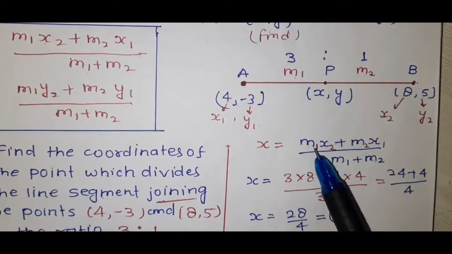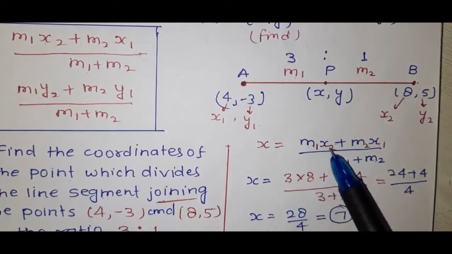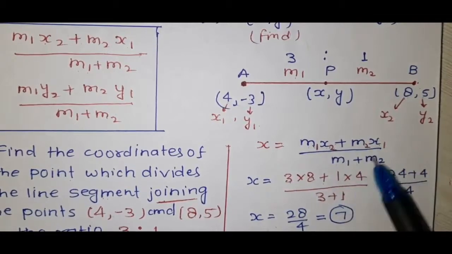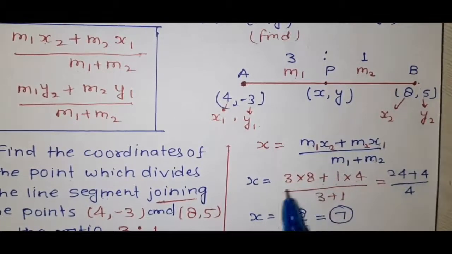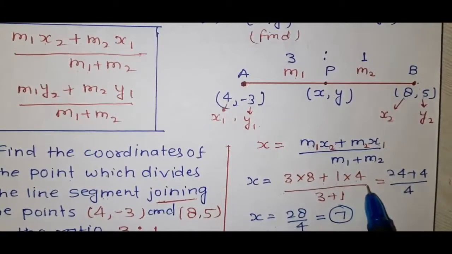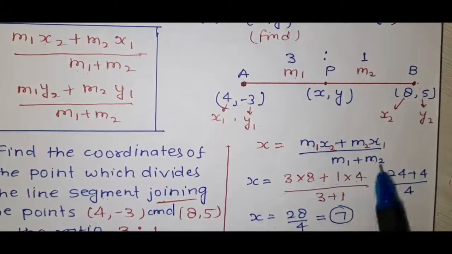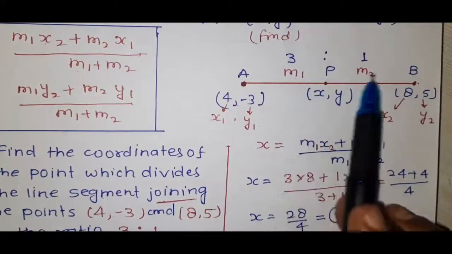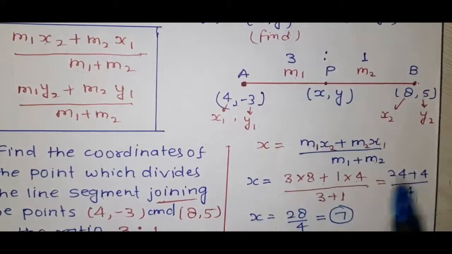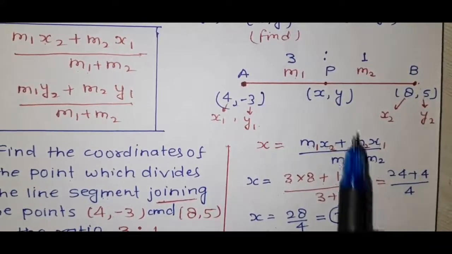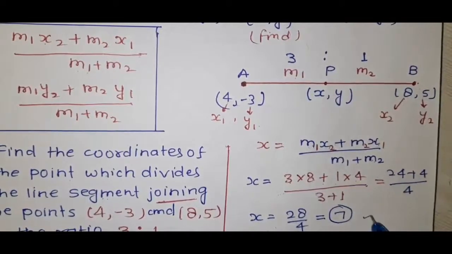So let us put the value of m1 as 3 and the value of x2 as 8, and between them the plus sign is there, and m2 is 1 multiplied by x1. On putting all the respective values, the whole division is divided by the sum of the ratios, that is m1 plus m2. So 3 plus 1 will be there, and on solving we'll get 7 as the x coordinate, the value of the abscissa. So the abscissa for the point P is 7.